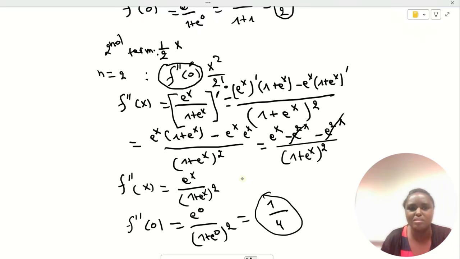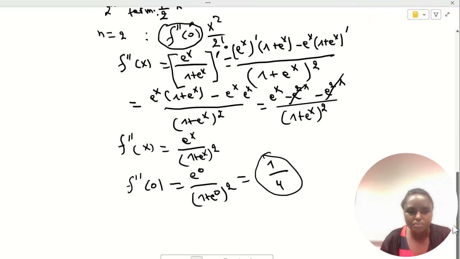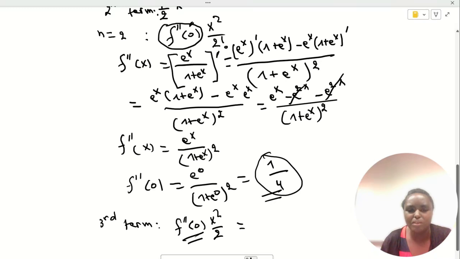Yes, and then the third term will be, we take this 1 over 4 and we insert it in here. We replace it by this 1, and then we get the third term to be f second derivative of 0 x squared over 2. So then it will be equal to, we replace this by this number, then it is 1 over 4 times x squared over 2, which is equal to 1 over 8 x squared. This is the third term.